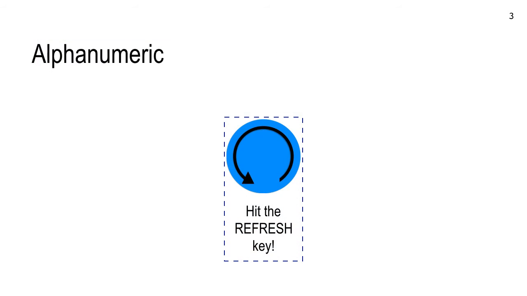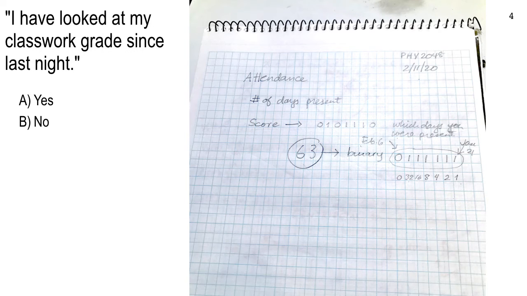We're going to do an alphanumeric question now. So turn on your clicker, hit the refresh key. And this one is by way of a survey, so it's basically a yes or no, and everybody's going to get a correct answer on this one. Okay. I have looked at my classwork grade since last night, yes or no. Just type in yes or no, or type in A or B, and then hit the send key. When you get a check mark, can you guys do a count, please?